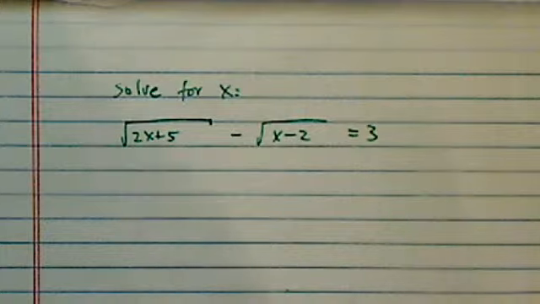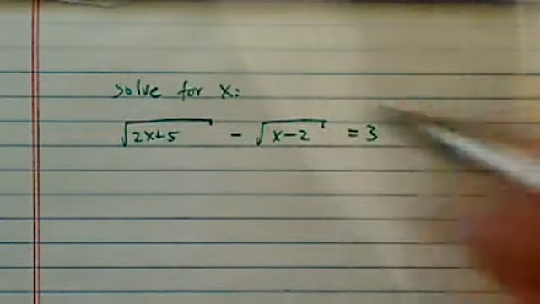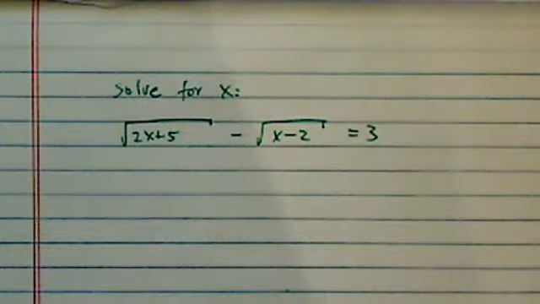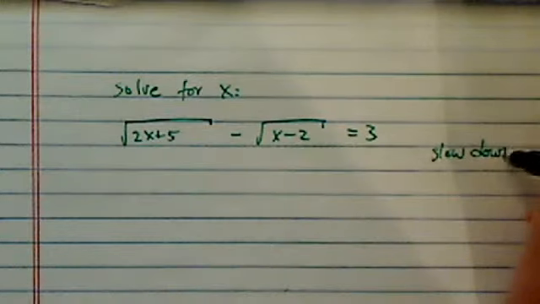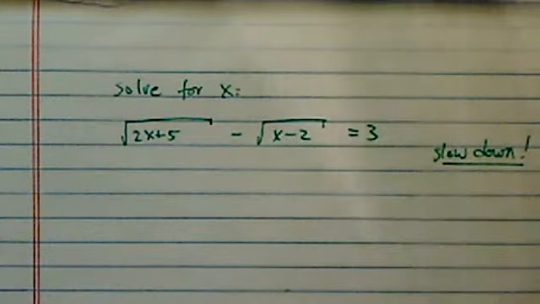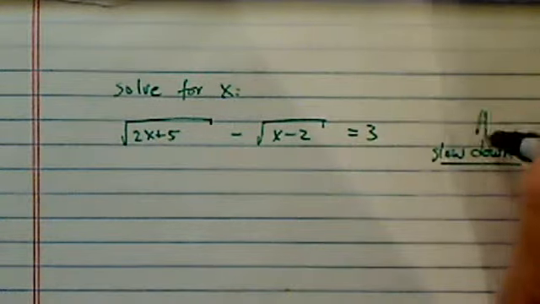We have a really interesting radical equation here to solve. And radical equations are not hard, but they're very tedious. So all of the skill comes down to how slowly you can write it. So I always tell my students, when you solve a radical equation, write the words "slow down" on the side.